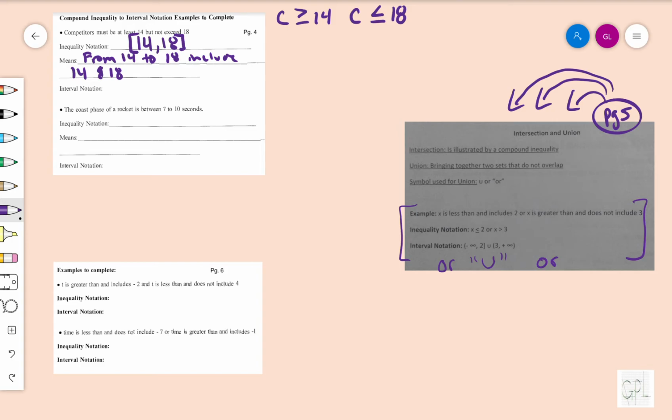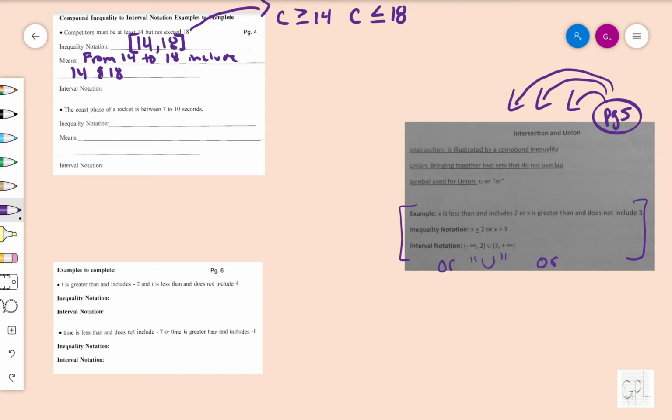And that's the first example there on page 4. You only have 2 examples. So I just did the first one there for you. But it's just kind of having to break it down. You probably want to see if you can put it into inequality notation first to make a little more sense of it, and then put it into interval notation.